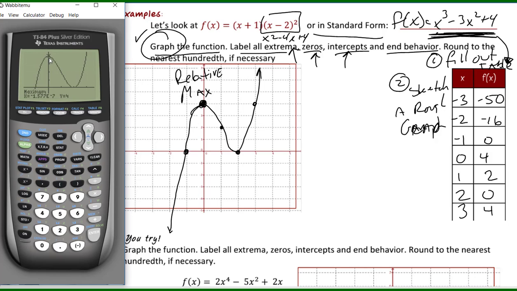Okay, it puts a point right there. Well, what does that mean? Our maximum is 4. That's what it tells us. Now it also says x is negative 1.577 e to the negative 7 power. Well, what the heck does that mean?